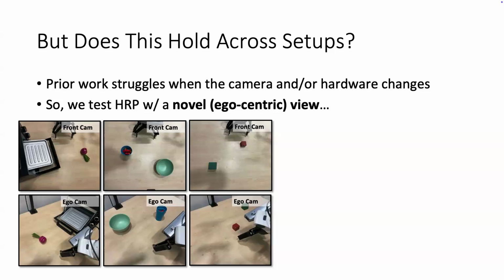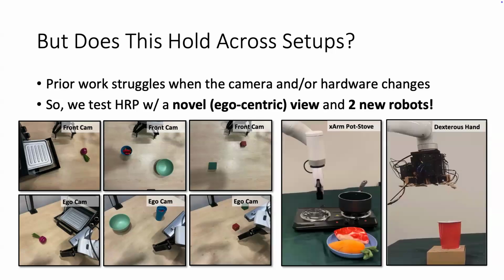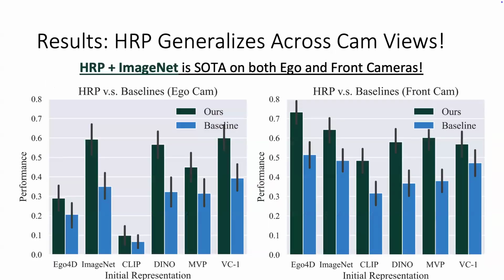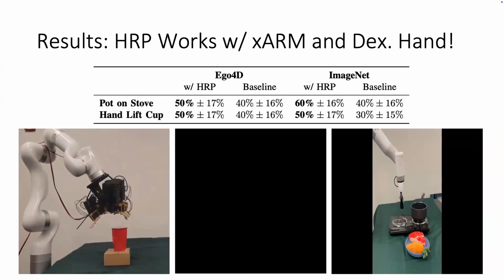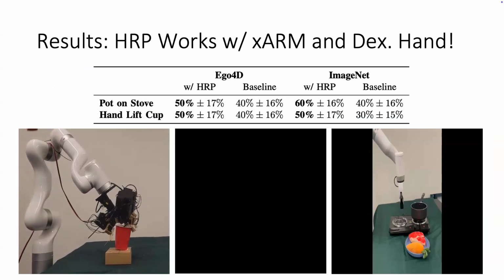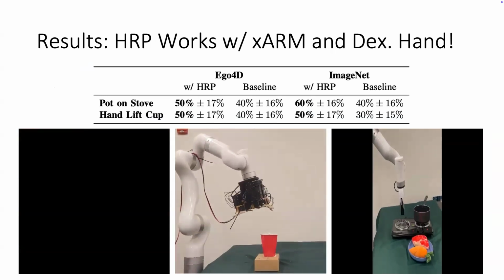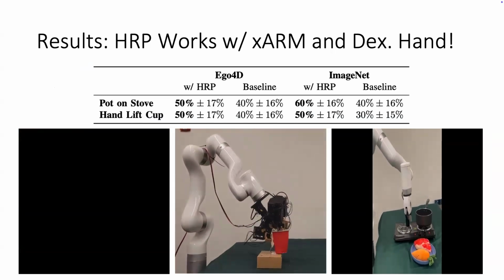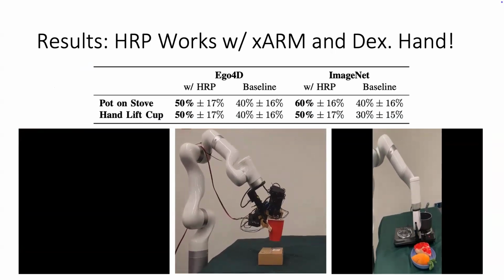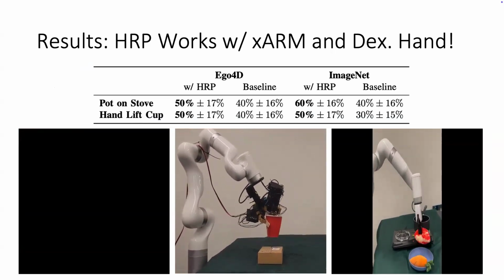Not only does it work on the EI4AS egocentric data, but it also works on the front camera and on different kinds of hardware as well. Just to show you some examples, here are some examples of grasping with a dexterous hand. Here's another example of grasping and then putting objects inside the pan with this kind of pre-trained representation.